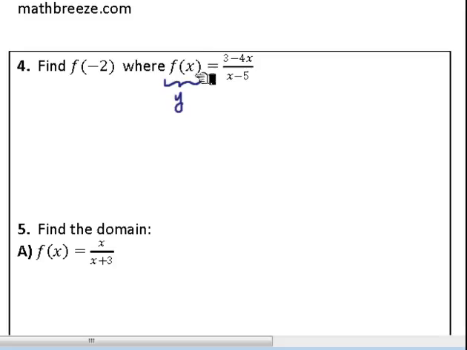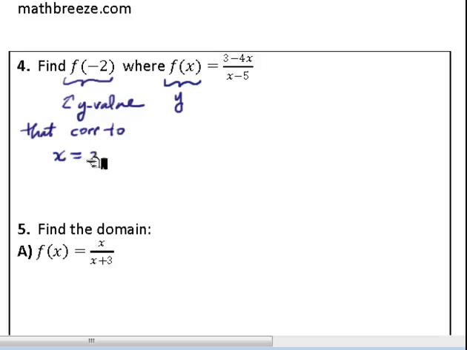But it has the x built into the notation, so it means the y value that corresponds to a specific x value. So for example, this is the y value that corresponds to x equal 2. That's how you can think of this. We're asked to find f of minus 2, and basically that just means substitute in minus 2 for x.